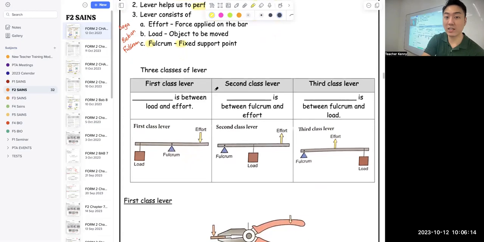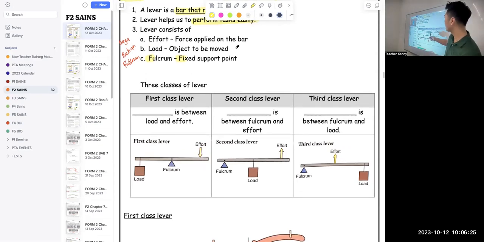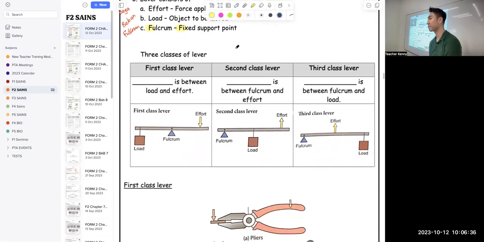So there's three classes of lever. Tiga class tuas: class pertama, kedua, dan ketiga. First class lever, second class lever, and third class lever. Now, the difference between all of these three is where our three friends F, L, E are located only. Who is in the middle? Look at the first class, who is in the middle? Fulcrum. For second class, who's in the middle? Load. Third class? Effort, right?